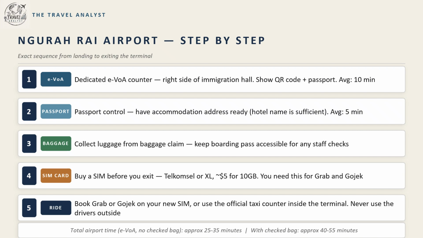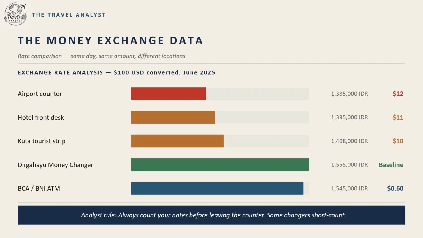BCA and BNI ATMs use the official interbank rate and are almost as good. The rule: never exchange at the airport. Wait for the city. And always count your notes before you leave the counter. Some changers are known to short count. Let us look at the data.